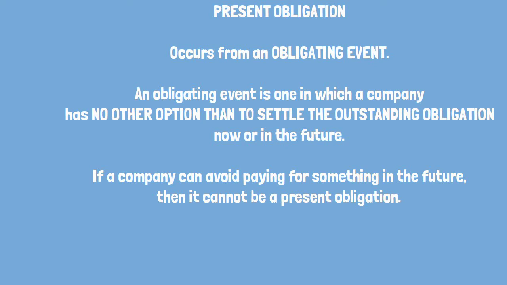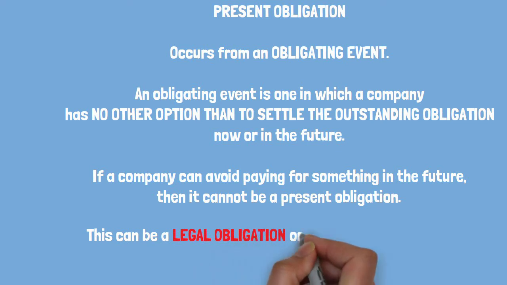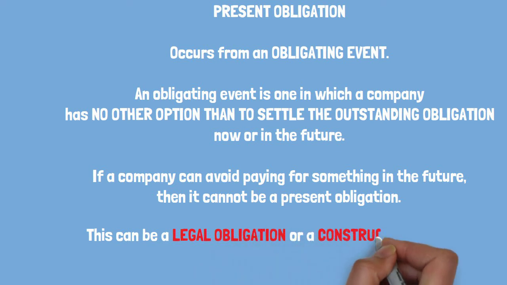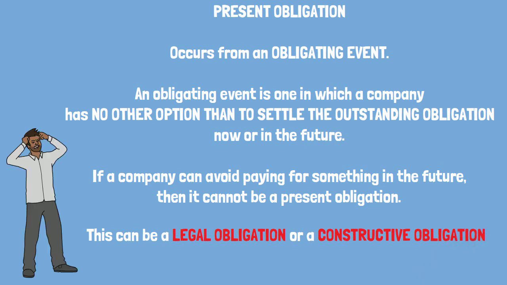So what does that all mean? An obligating event is simply something which you can't avoid paying for. You can't avoid settling it in the future. Okay? Now this can occur legally, whereby you are obligated legally and there could be legal recourse if you do not settle this transaction. Or it could be a constructive obligation.